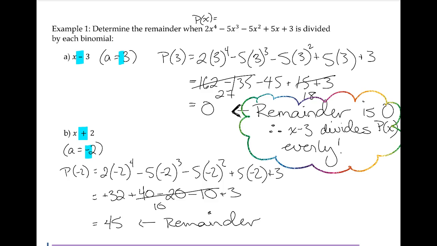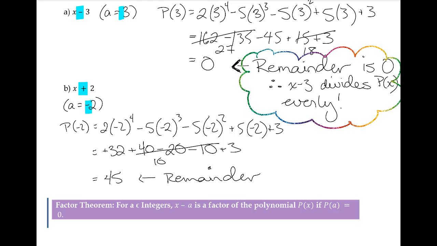So again, we do have a remainder, like our previous example at the beginning of the lesson, and so it doesn't divide evenly. We would have a whole statement with that fraction at the end if we were actually trying to divide this out. And so it means it's not a factor.